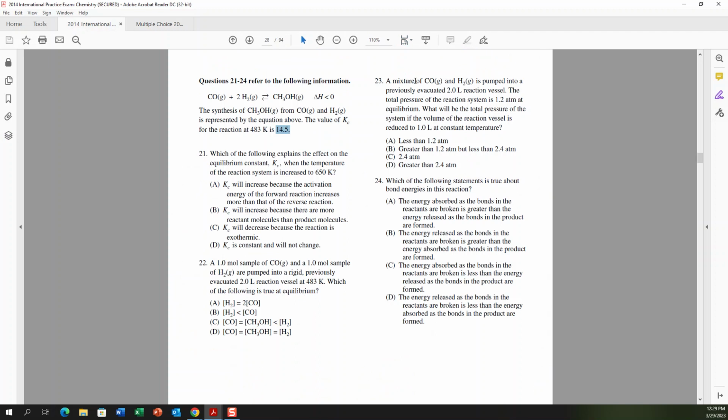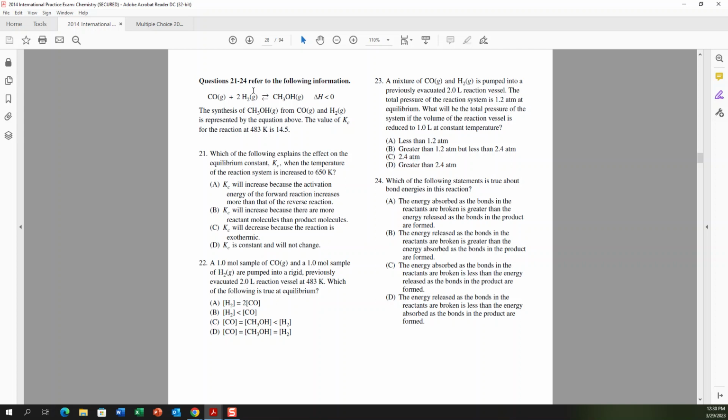So 23, a mixture of CO and H2 is pumped into the same container. The total pressure of the reaction system is 1.2 atmospheres at equilibrium. So we've established equilibrium, and then we want to know what is going to happen to the total pressure of the system if the volume of the reaction is reduced to 1 liter. So we halve the volume. Remember, if we halve the volume, that's going to double the pressure. And if the reaction couldn't adjust in terms of Le Chatelier's principle, then the answer would be double the pressure, the answer would be C.